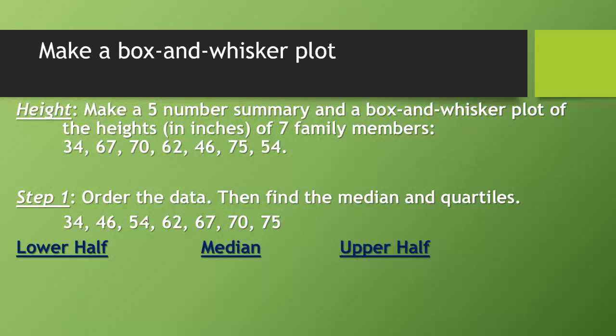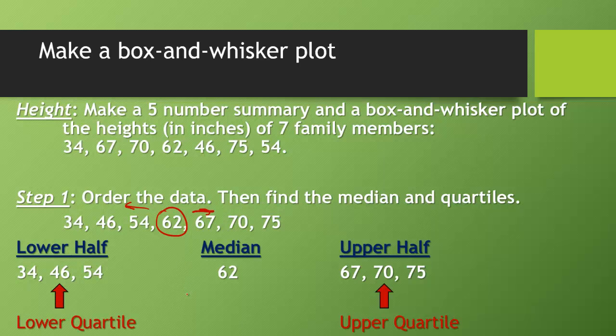So finding the median for this is really easy. That's always going to be that middle number. Your lower half is going to be everything to the left. Your upper half is going to be everything to the right. Now, your lower quartile is going to be the middle number of the lower half. Your upper quartile, same thing: the middle number of the upper half. Those are important to know.